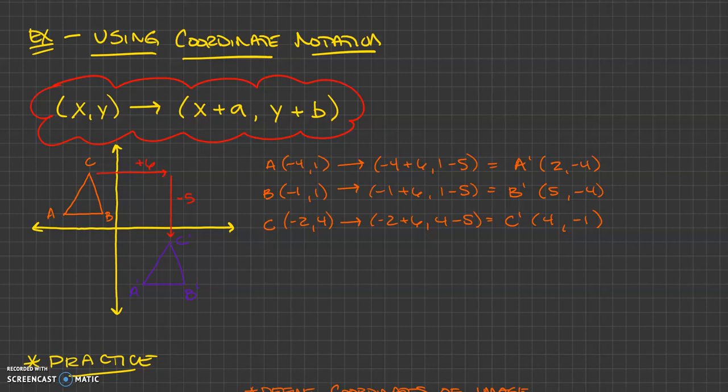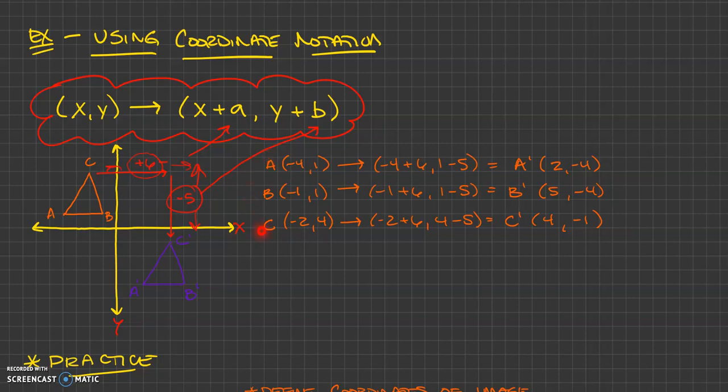So in this case, you can see that I have said, let's do a translation of 6 units to the right and 5 units down. So that means the 6 is going to be substituted in for the A, and the -5 will be substituted in for the B. Now why? Because the X is our horizontal axis and the Y is our vertical axis. So with a +6 here, it is going left and right. It is horizontal. And the -5 is vertical. That's up and down. So it's going to pertain to the Y axis.